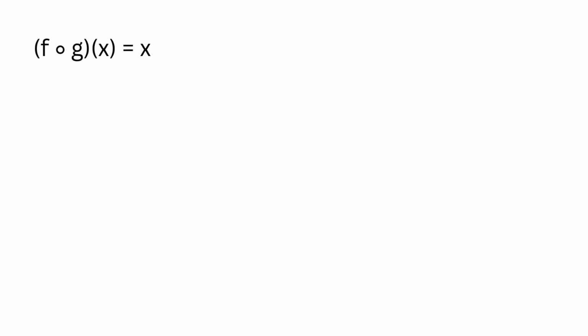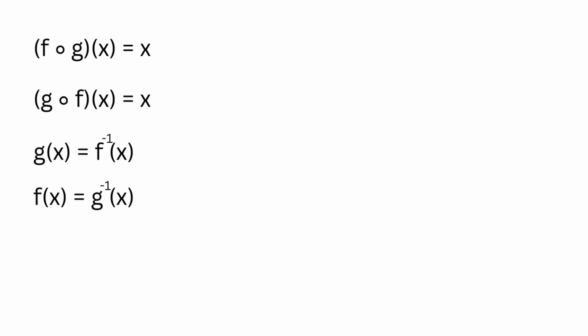Now to define the inverse function, if f of g of x equals x and g of f of x equals x, then f of x and g of x are inverses of each other. In other words, g of x equals f inverse of x and f of x equals g inverse of x. A common mistake that students make is this one: f inverse of x is not equal to 1 over f of x.